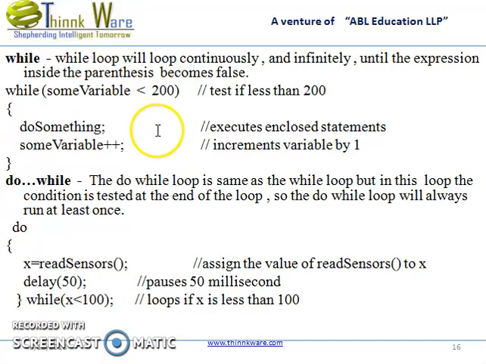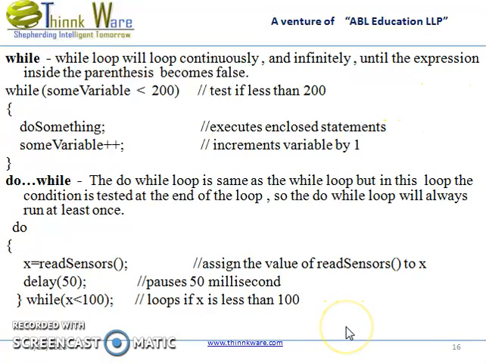The while loop. The while loop will loop continuously and infinitely until the expression inside the parentheses becomes false. Test if the variable is less than 200, execute the enclosed statements and increment the variable by 1.